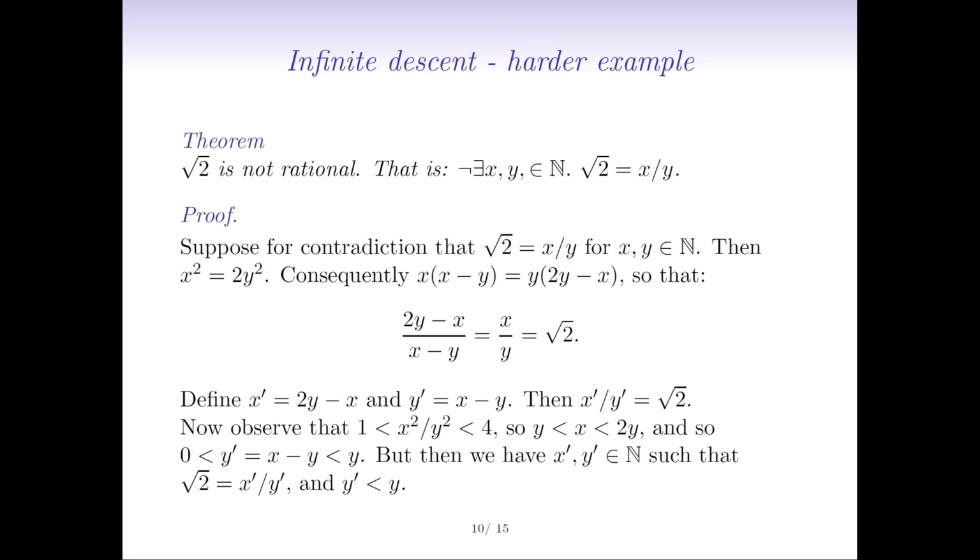So, assuming that the square root of 2 is equal to x over y, we have managed to come up with another way of writing it as x prime over y prime, where the denominator y prime is smaller than the original denominator y. That means I could continue this reasoning to find yet another way of writing the square root of 2 as x double prime over y double prime, just by repeating these steps, and I would find another natural number y double prime and x double prime such that the square root of 2 is x double prime over y double prime.